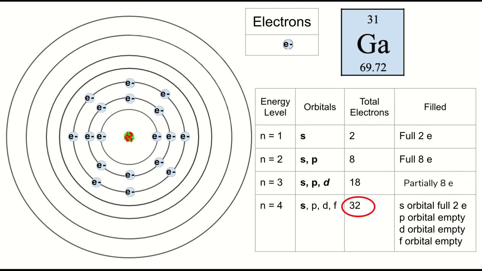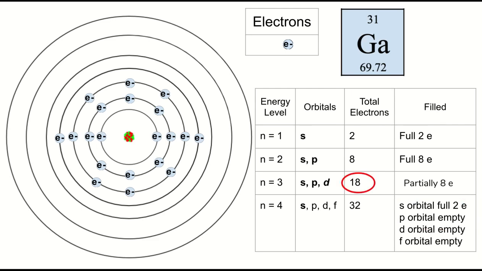And so the fourth energy level can hold a maximum of 32 electrons. We're going to put 2 electrons in for the s orbital. And so the 4s orbital is now full with 2 electrons. The p orbital, d orbital, and f orbital of the fourth energy level are empty.